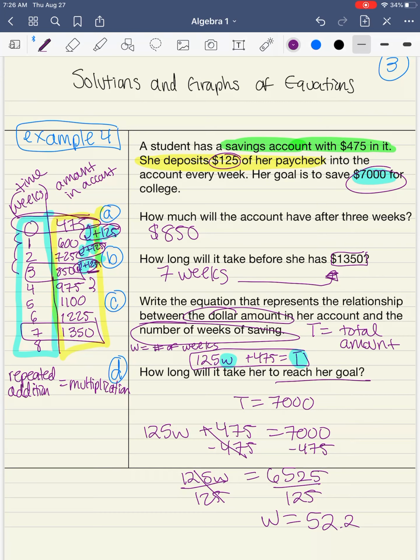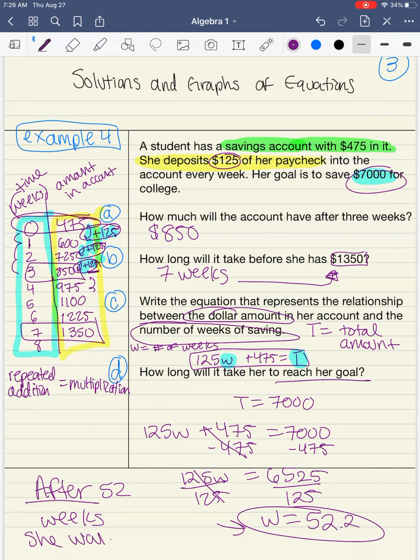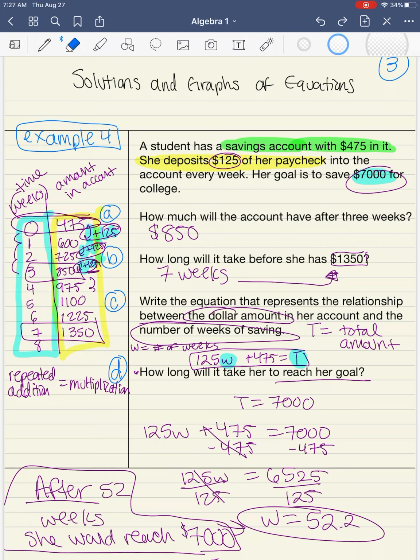Well, are we going to say 52.2 weeks? No, we would say after 52 weeks. So just making sure we interpret the context of that problem correctly. Always writing out our answer, not just leaving it like this. And notice in this sentence that answers the question here, part D, I mention an input, 52 weeks, and an output, $7,000 total.